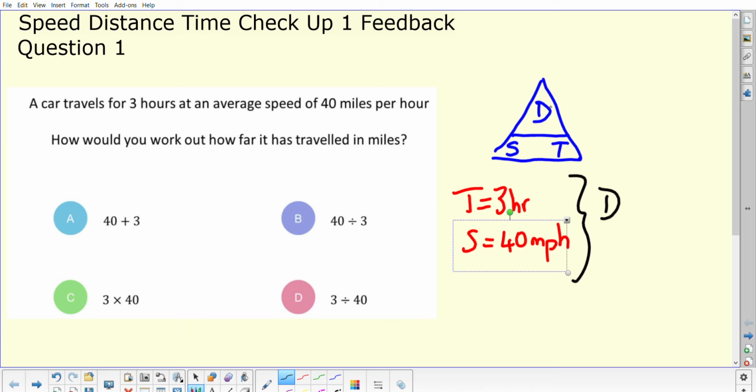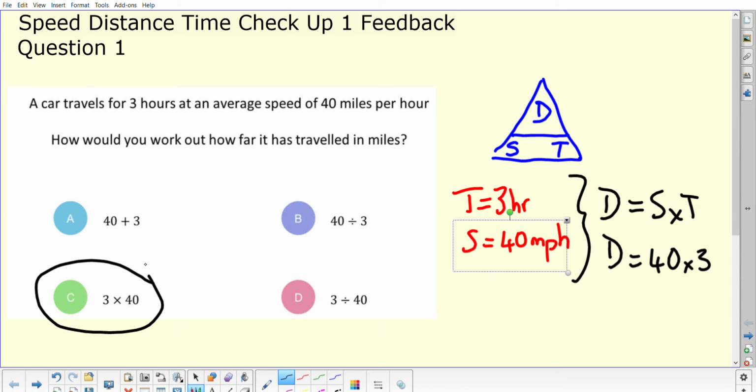If you cover up the D, you'll see your formula for distance is speed times time. So for us we would be doing 40 times 3. When you look at the choices, there isn't anything that says 40 times 3, but of course answer C is 3 times 40, and 40 times 3 is the same thing. So hopefully that was one you got correct. You can put a tick there, but it shouldn't just have been guesswork, it should have been actual work written on your page.